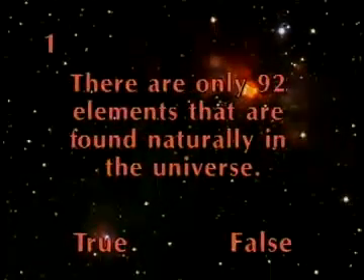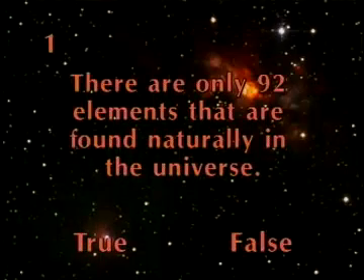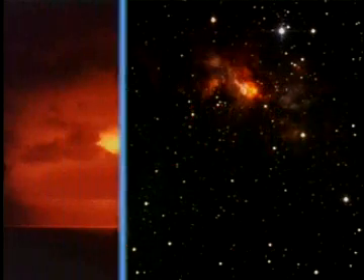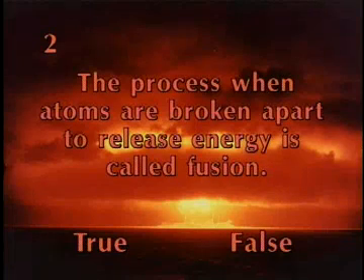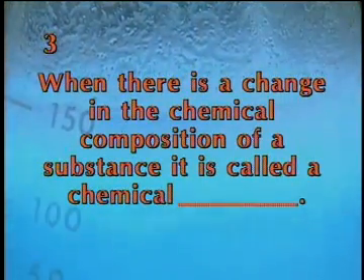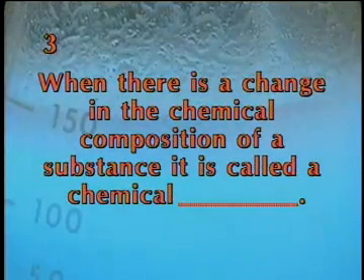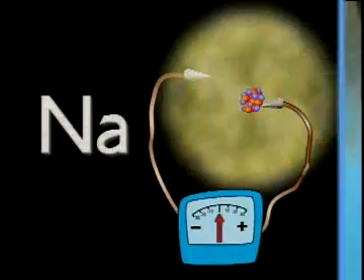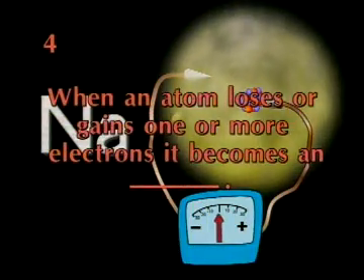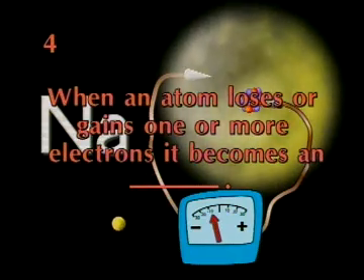There are only 92 elements that are found naturally in the universe. True or false? The process when atoms are broken apart to release energy is called fusion. True or false? When there is a change in the chemical composition of a substance, it is called a chemical. When an atom loses or gains one or more electrons, it becomes an.